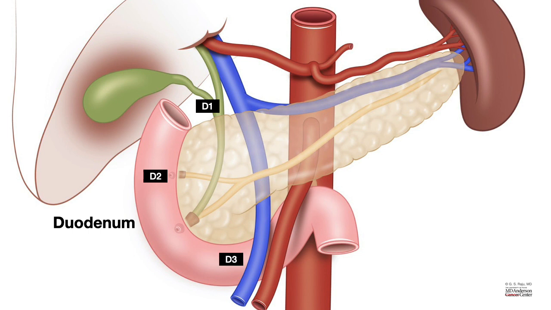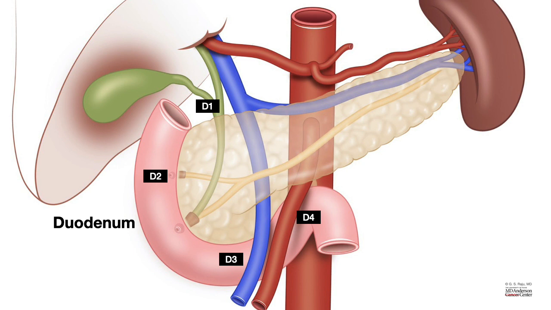Next, when you look at D3, as you can see, the pancreas is closely related to D3 and the uncinate process. And there are two big vessels. One is the superior mesenteric vein, and the other one is the superior mesenteric artery. They go in front of D3. And the next is the ascending portion of the duodenum, or D4. So as you can see here, a lot of structures are in close relation to the duodenum.